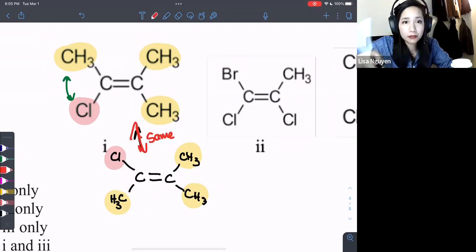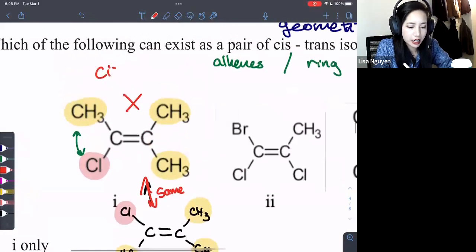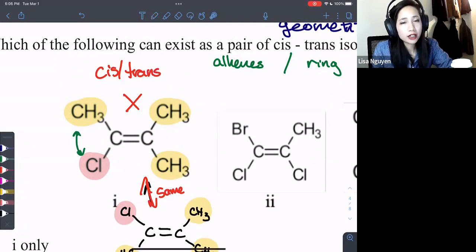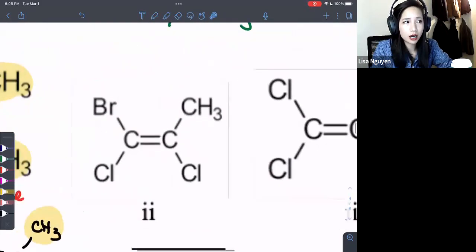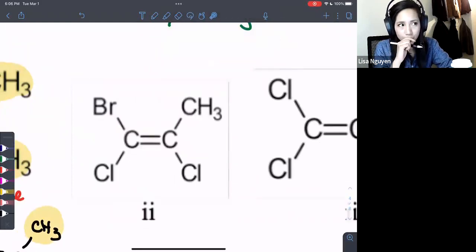I just flipped it upside down like a pancake. All right, so those are the same molecules. So these cannot exist as cis and trans isomers. They can't, because once you try to change the stereochemistry around these carbon-carbon centers, it's still the same molecule. All right, so oftentimes what we're looking for are 2 unique substituents across the double bond, like in number 2.